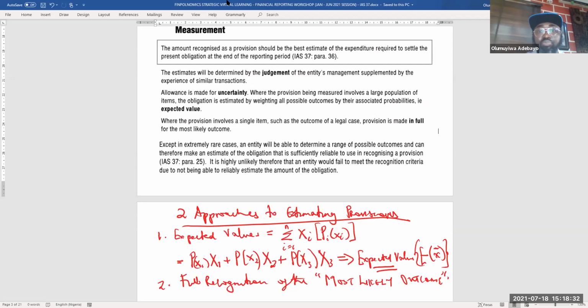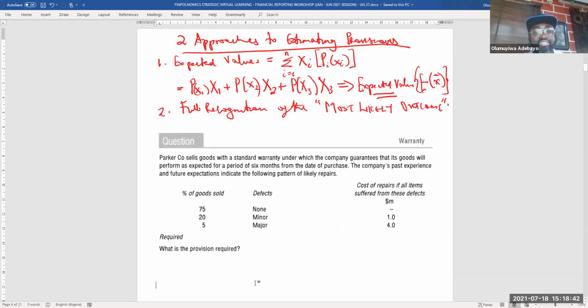Now, if that is the case, let me give us this exercise and let's determine which of these two approaches is applicable for this question. Can somebody read out the question? And let's agree what will be the appropriate approach. Is it the expected value, or is it the full recognition of the most likely outcome?